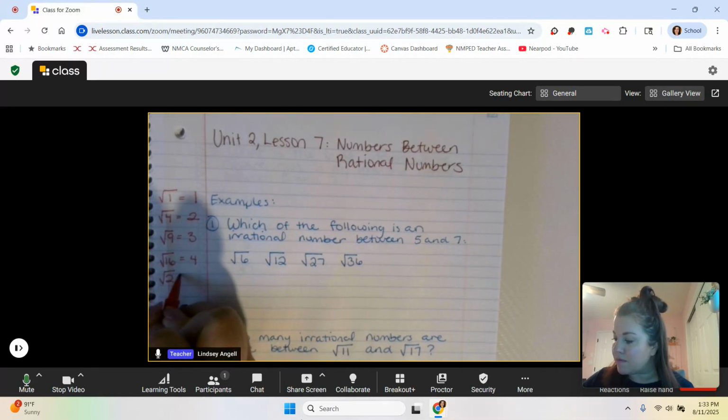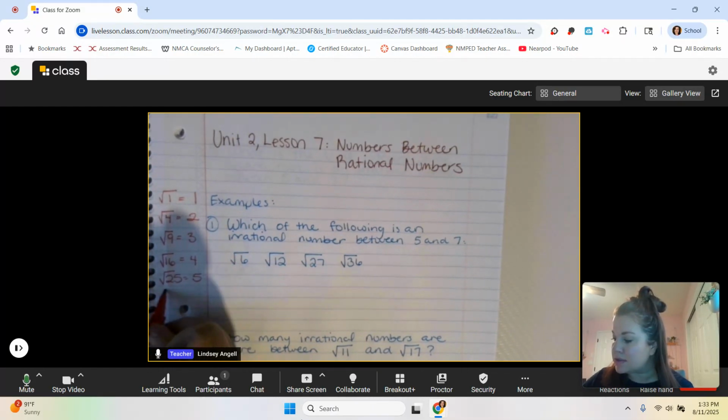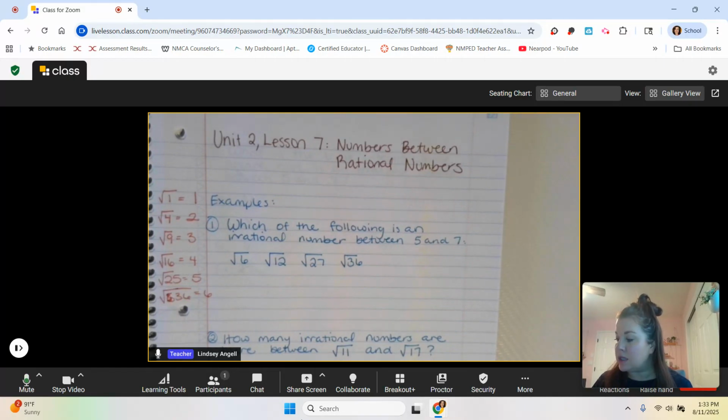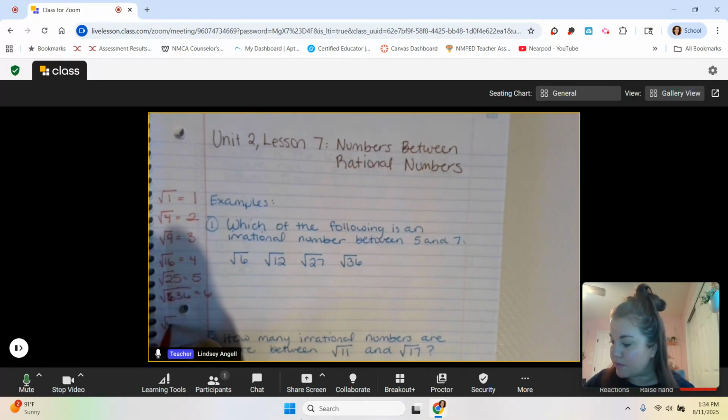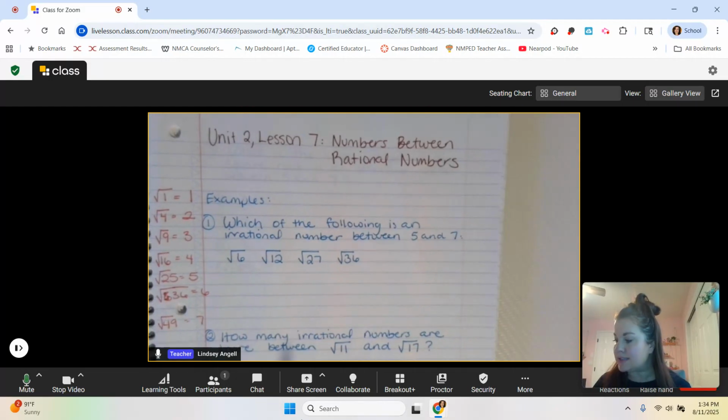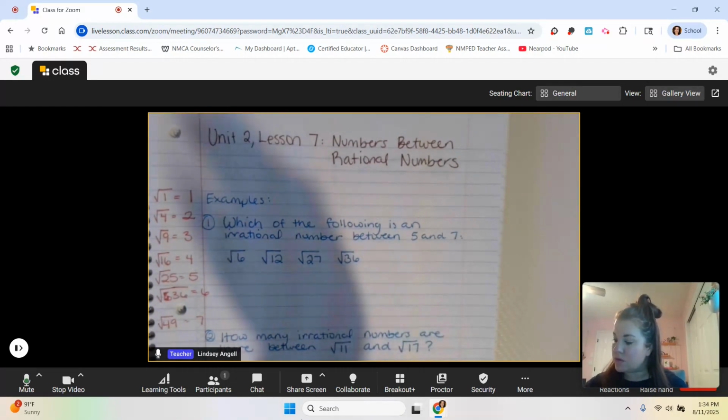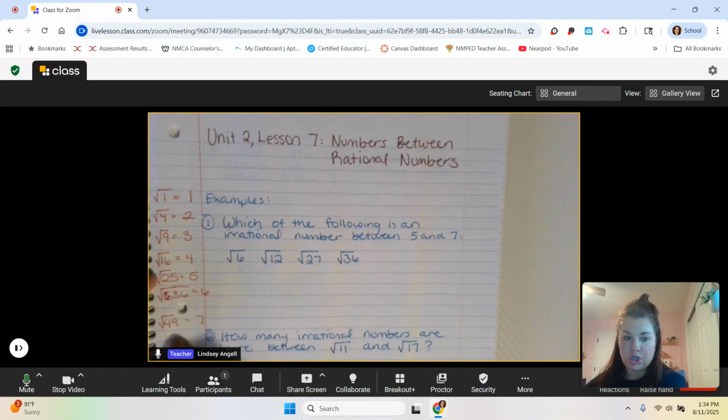Square root of 25 is 5. Square root of 36 is 6. Okay, so there's a couple things we want to think about. One, we're looking for numbers between 5 and 7. Well, here's 5 and 7, or I can write the 7 as the square root of 49 is 7. So we're looking for numbers in between these two.